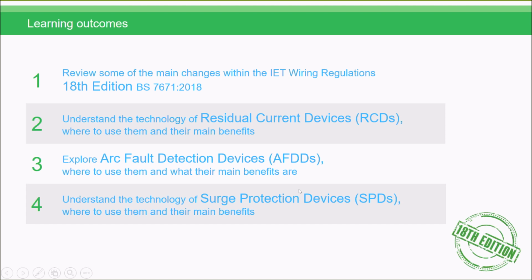So what we will cover and the learning outcomes from this session are some of the main changes within the IET wiring regulations 18th edition, or BS 7671 2018 as we know them. Residual current devices and the technology behind them and their applications. Arc fault detection devices, so how they work, where to use them, and also surge protection devices, the technology with those and their main uses as well, as we progress through the slides.